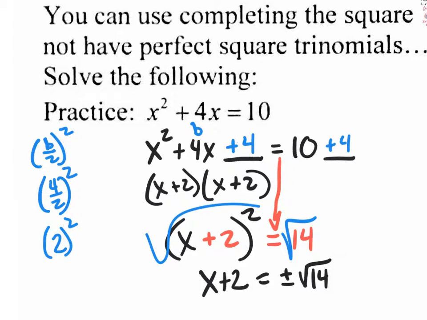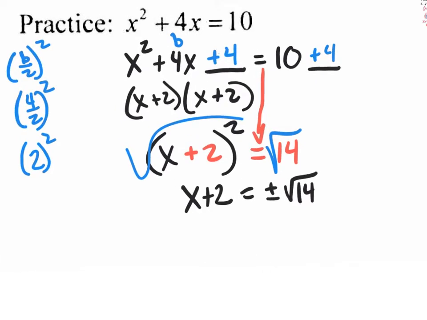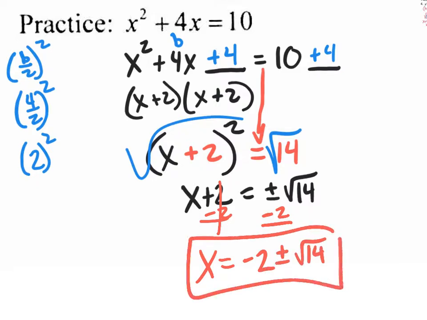So the only thing left to do is to get x by itself, which means I'm going to subtract 2 on both sides. And again, for your final answer, you always write your number first and your plus or minus whatever second. So negative 2 plus or minus square root of 14. And that's it. So the method I used to solve this equation was called completing the square.